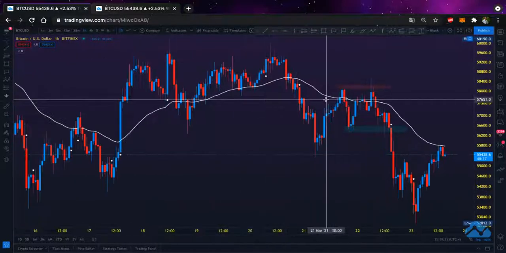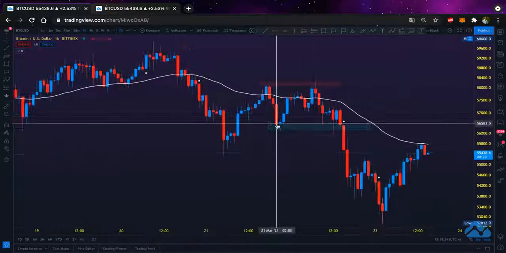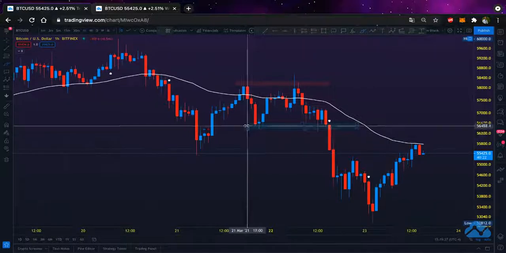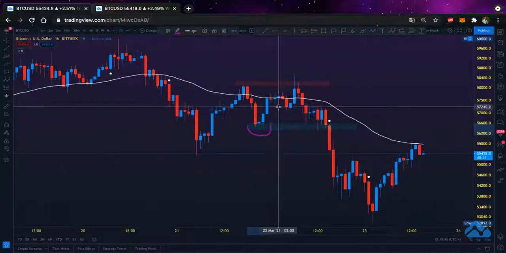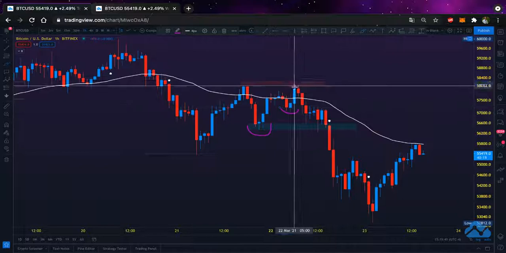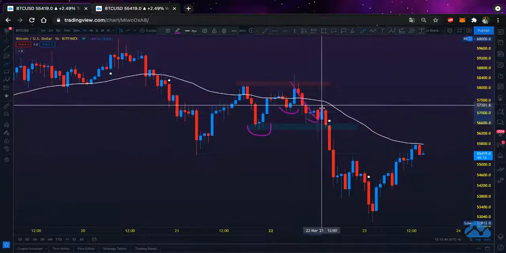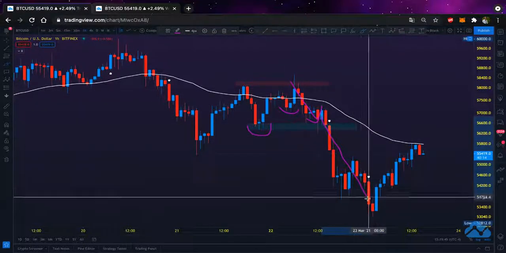Trend is always your friend. The buyers were almost here. The buy was almost here, but you have to respect what price is telling you. And that's how you have this nice follow-through to the downside.